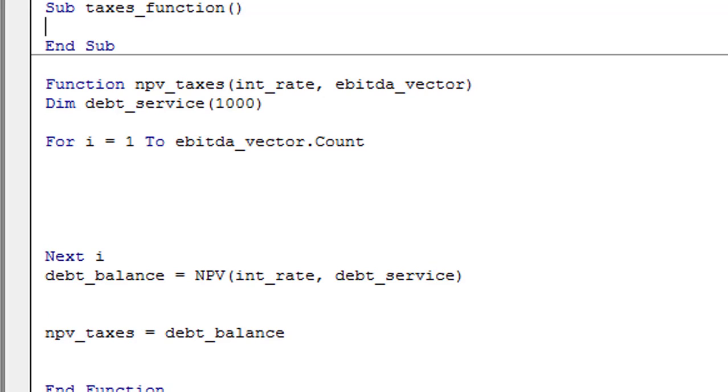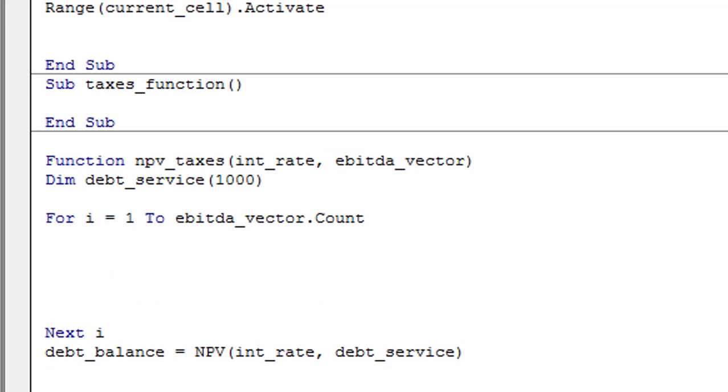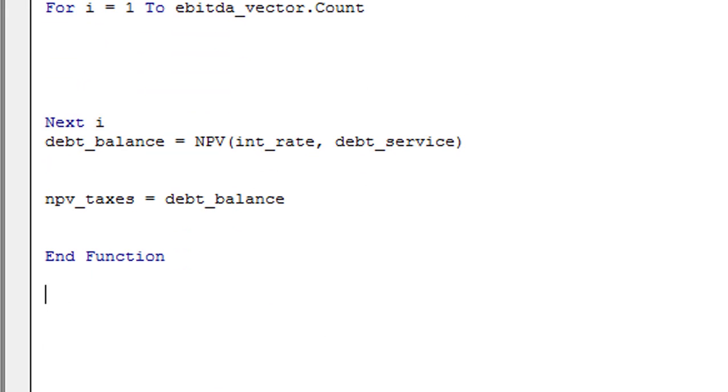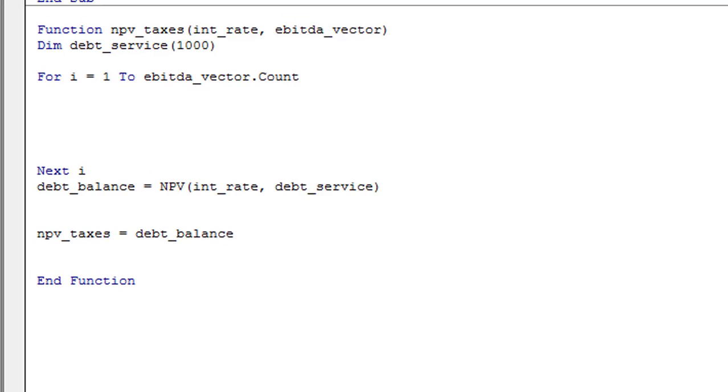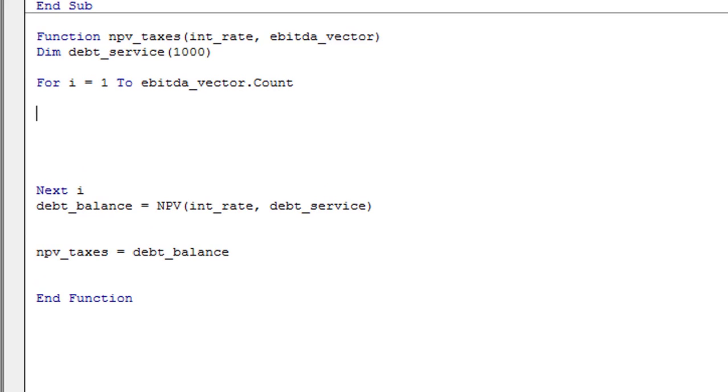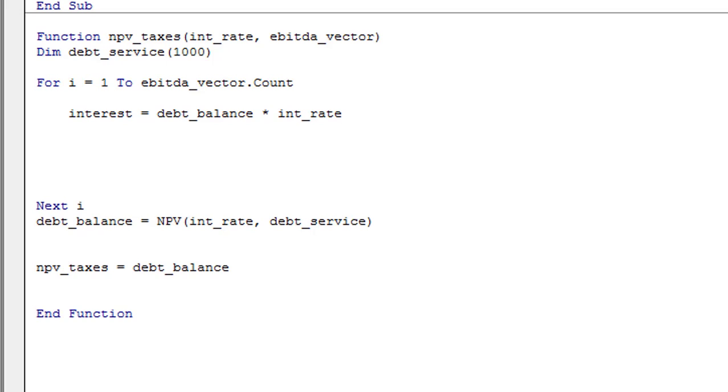Now, the thing that I didn't show you is that I put Option Base 1 at the top. And then we loop around essentially the repayment period. The first thing you do is put interest equals debt balance, which we have down there, times the interest rate. Get that first. And then you can put EBT equals EBITDA vector, and that means it takes an I minus, careful, minus the interest.